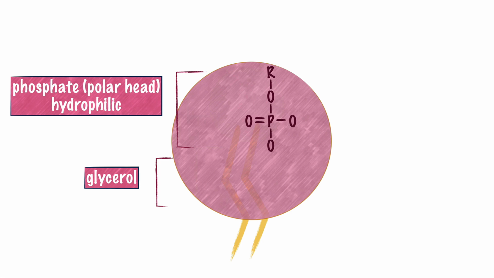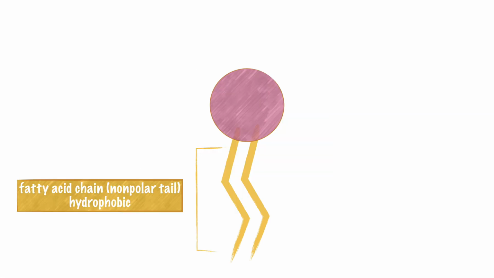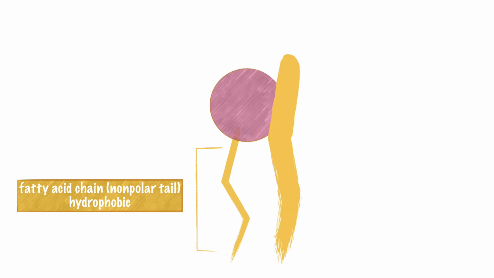Okay? And then you have that glycerol molecule in the middle that I was just mentioning, that glucose-based molecule that attaches the phosphate head to the fatty acid chain. Okay? And so here you see two fatty acid chains. They're non-polar, meaning that the charge is equally distributed.